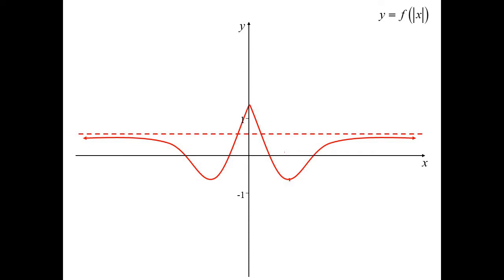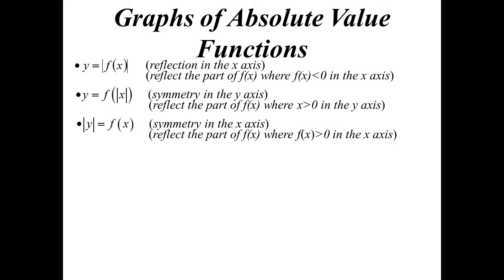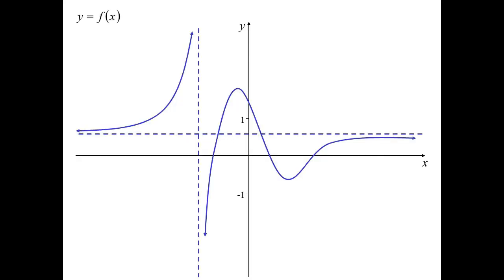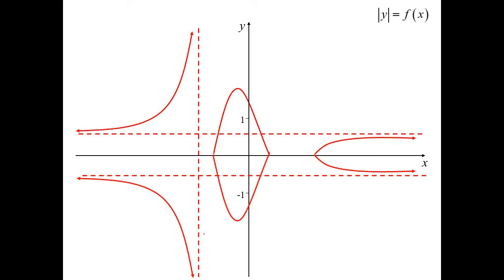Okay, so this time, absolute value of y is equal to function x. This one will have symmetry in the x-axis. So we're going to reflect the bit where the function is positive in the x-axis, because what we're now saying is we can only get positive answers. There's our graph. The bit below disappears because now we can never get those negative answers. But what's above gets reflected below.